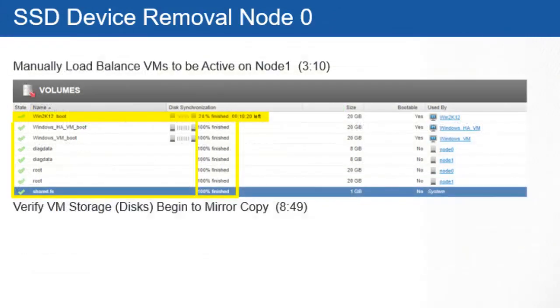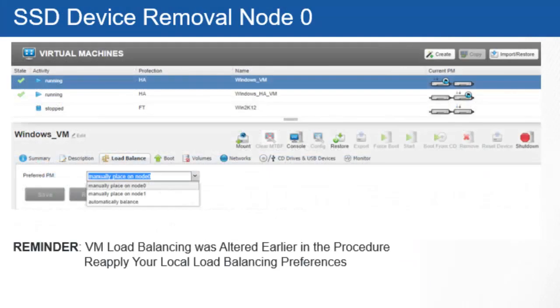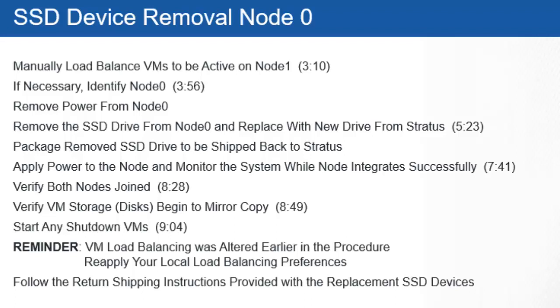Verify VM storage, which are the disks, begin to mirror copy. Start any shutdown VMs. Reminder: VM load balancing may have been altered earlier in this procedure. Reapply your local load balancing preferences. Follow the return shipping instructions provided with the replacement SSD devices.